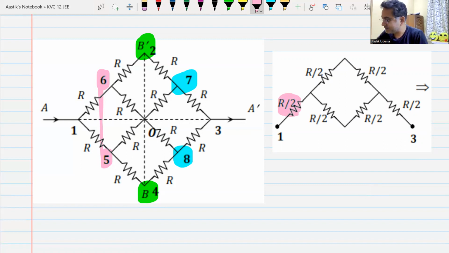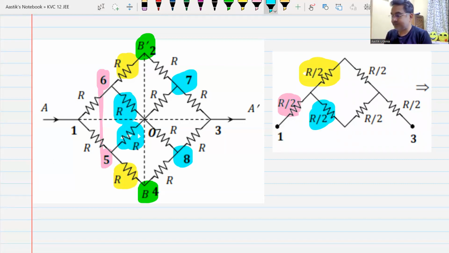You understand this? Yes, sir. This yellow and this yellow are connected in parallel, so they are R/2. So this R and R, this yellow and yellow, become that. Are we able to understand this? Understood, sir. This blue and this blue become this blue. So basically all the ratios are becoming half and half. Now you can also solve it and you will end up with the same result.